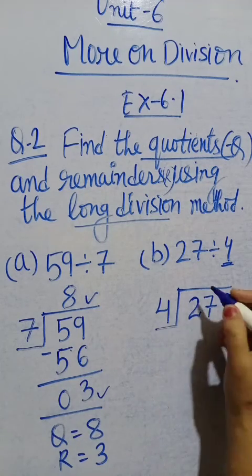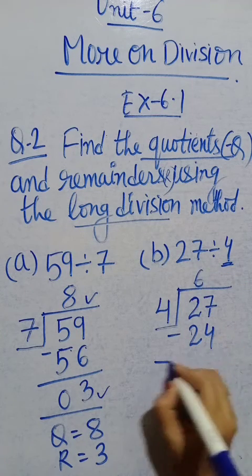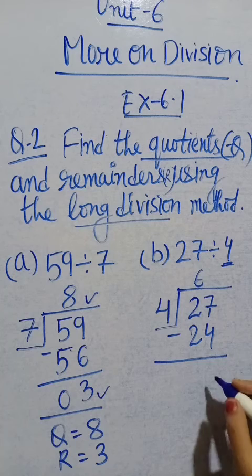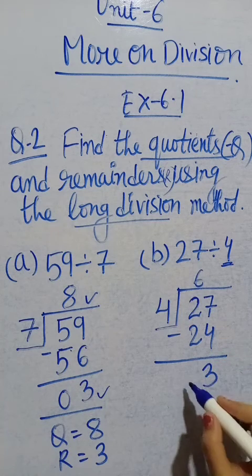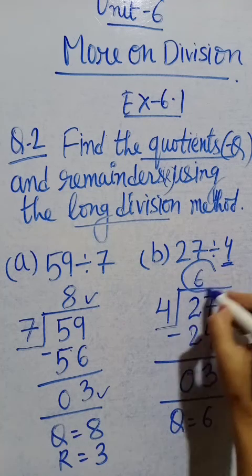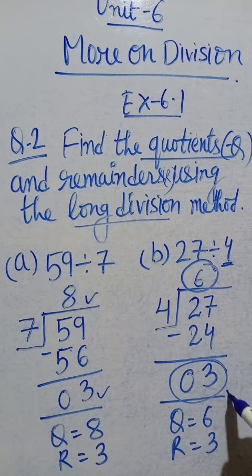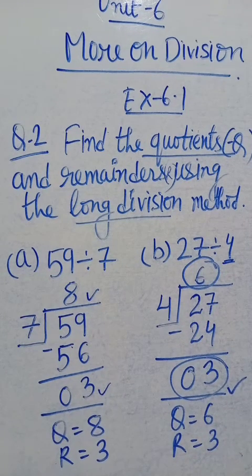So we'll go by 6. 4 6s are 24. Now we have to subtract it. 7 minus 4 is 3 and 2 minus 2 is 0. So what have we got? Quotient is 6, the number which is here, and the remainder is 3 which is left at the bottom. This is the answer of this question. I hope everybody understood till here.